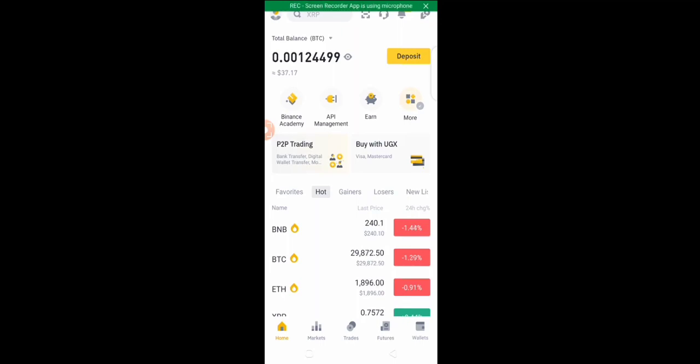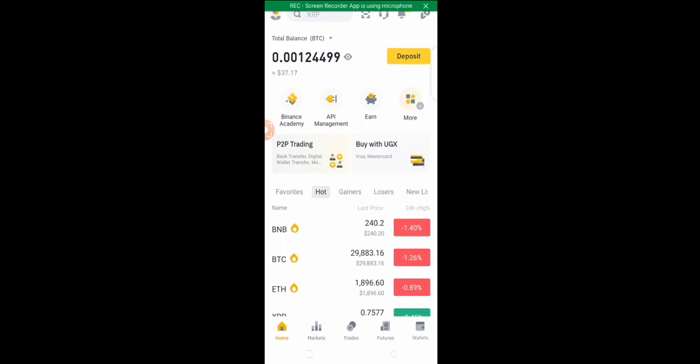For example, I am in Uganda, so I put my Uganda shillings into the money we use to buy cryptocurrencies. Which currency do we use to buy cryptocurrencies? It must be USD Tether. So how do I get that USD Tether from the Uganda shillings?